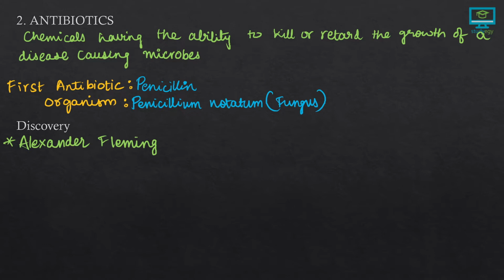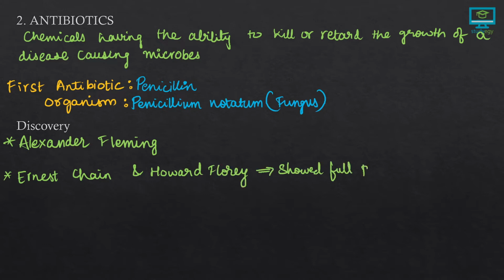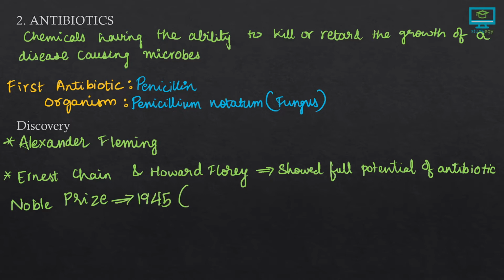However, he could not completely establish a fully effective antibiotic, and it was done by two other scientists. Their names were Ernest Chain and Howard Florey. They showed the full potential of an antibiotic. Unfortunately, Alexander Fleming died before they could show the full potential of antibiotics, and later these two scientists, Ernest Chain and Howard Florey, together showed it. Hence all of these three scientists were awarded the Nobel Prize in 1945. Fleming, Ernest Chain and Florey, these three of them together got a Nobel Prize in the year 1945.